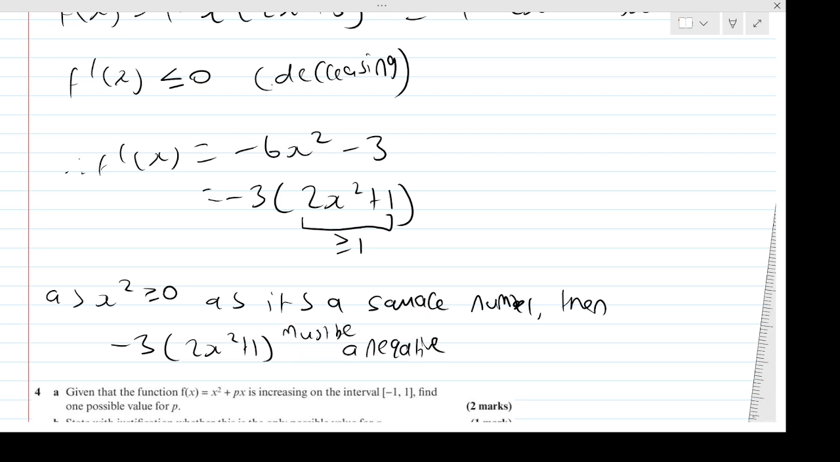Hopefully you can see that. Because this whole expression has to be positive, because x squared is positive, I'm just adding positive numbers. So this whole thing has to be at least 1, but then I'm timesing by a negative number. So a negative times a positive is a negative. So therefore, f dash of x has to be less than or equal to 0 for all values of x.